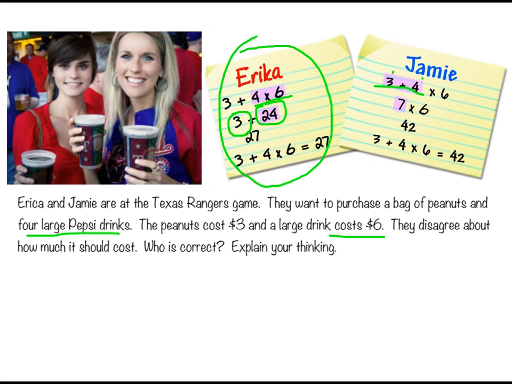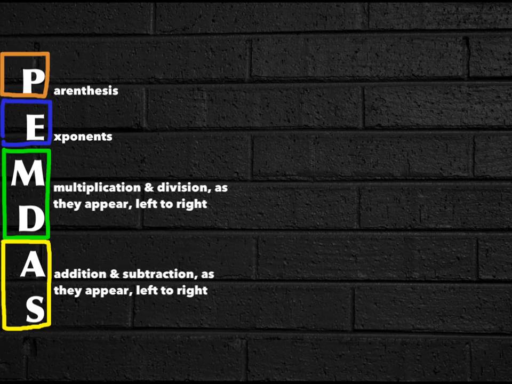You can't add $3 and 4 drinks. That doesn't really give you any answer. You can't add things that are unlike. So, in this case, you should have done the 4 times 6 equals 24 first.